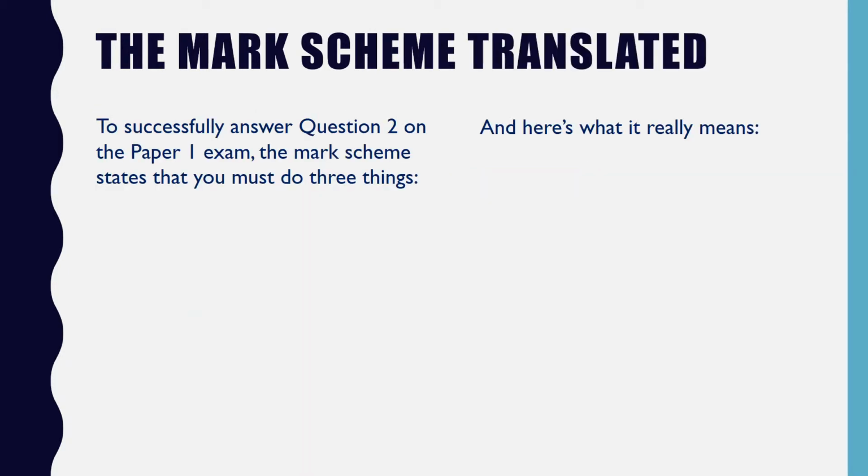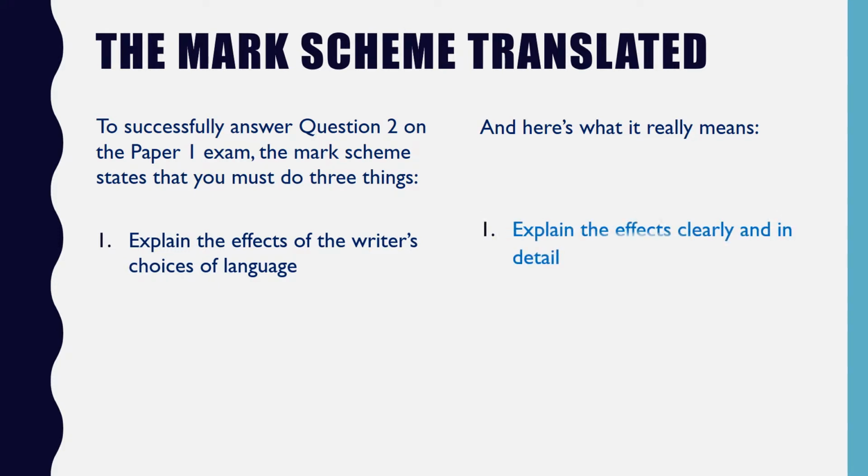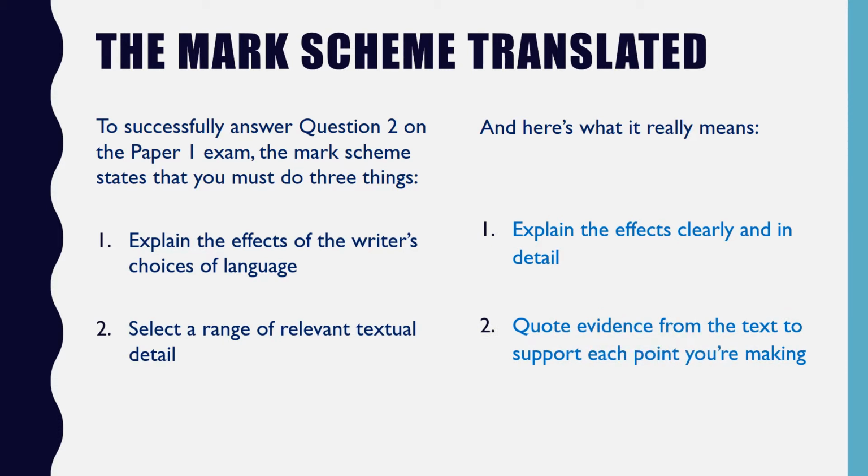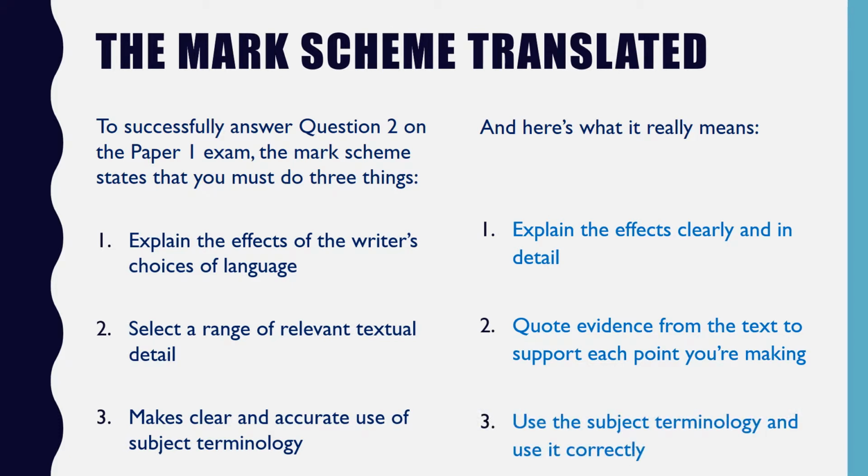To successfully answer question 2 on the Paper 1 exam, the mark scheme states that you must do 3 things. Firstly, you must explain the effects of the writer's choices of language. And this really means that you must explain the effects of the language clearly and in detail. Secondly, you must select a range of relevant textual detail. And this means that you must quote evidence from the text to support each point you're making. Thirdly, you must make clear and accurate use of subject terminology. And this means you must use the subject terms and use them correctly.